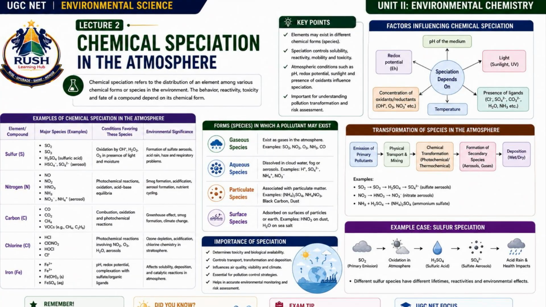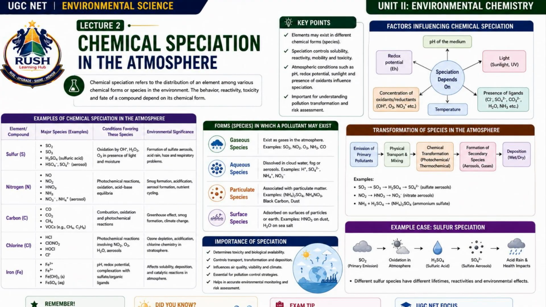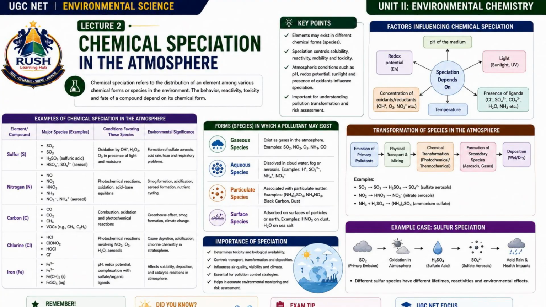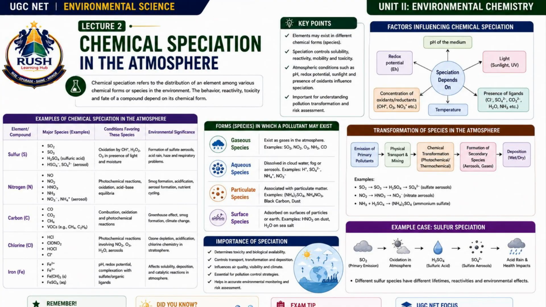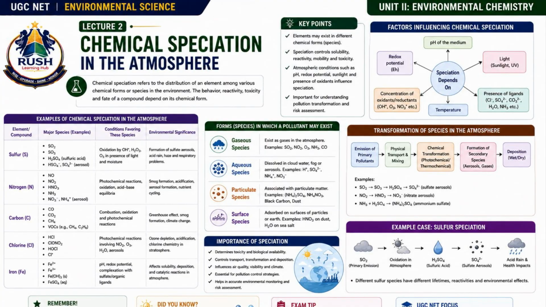Now let's look at some atmospheric examples. Nitrogen can exist as nitric oxide, nitrogen dioxide, nitric acid, ammonia, nitrate ions, and ammonium aerosols. Each species participates in different atmospheric reactions.